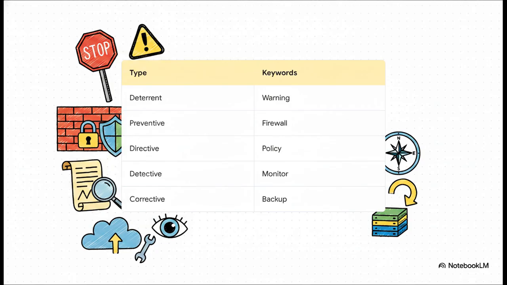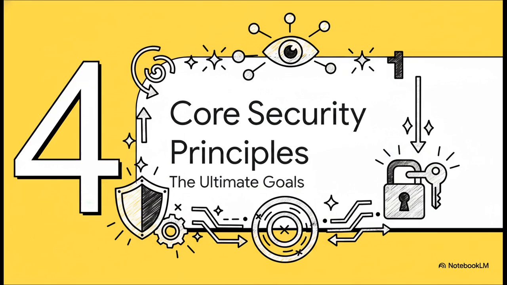Because context is so critical, you've really got to know what to look for. Think of this table as your ultimate exam cheat sheet. The test loves using specific phrases to hint at a control type. When you see words like warning, sign, or visibility, you need to instantly think deterrent. Firewall, encryption, or authentication. Bam, that's preventive. If you see policy or standard, that points straight to directive. Monitoring or logging means detective, and backup, restore, or patching is almost always corrective. Seriously, memorize these triggers.